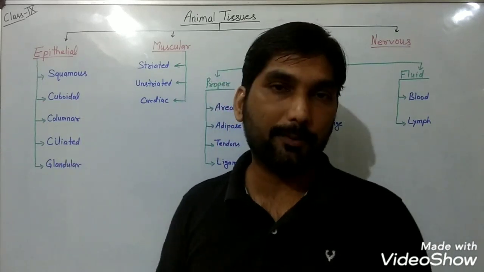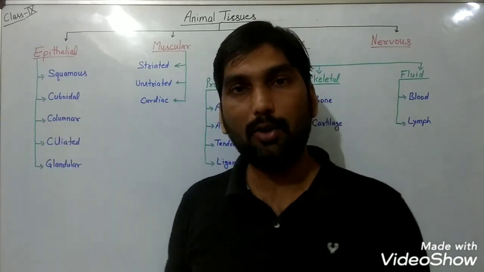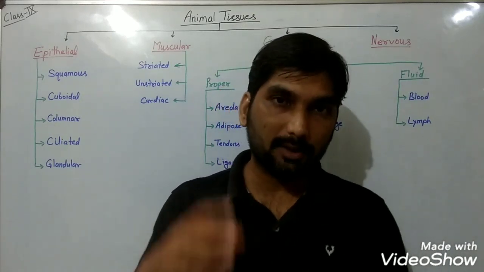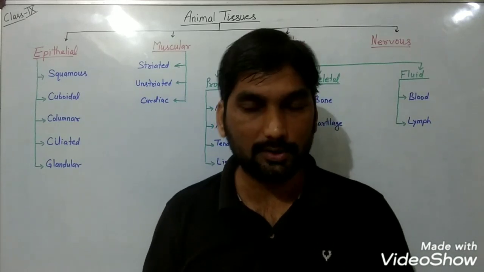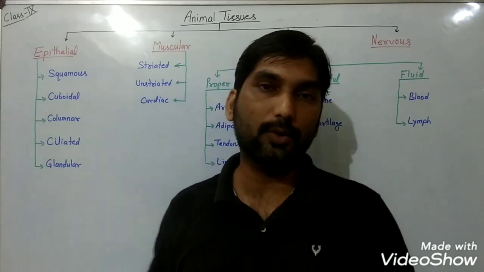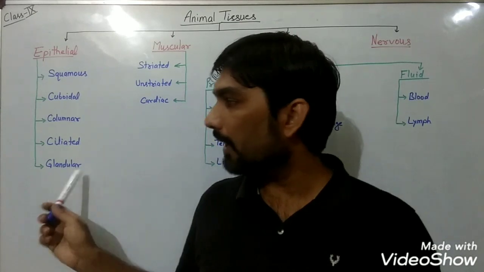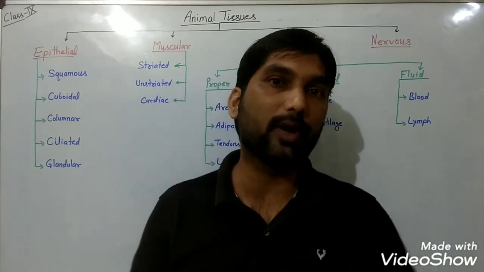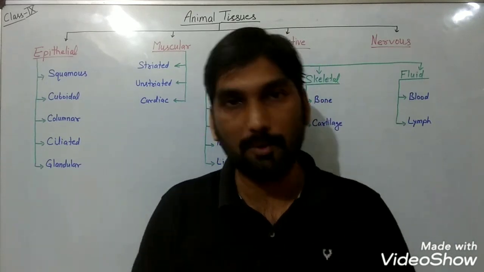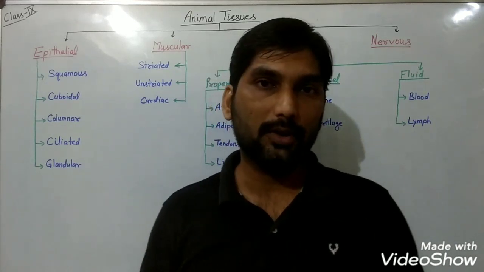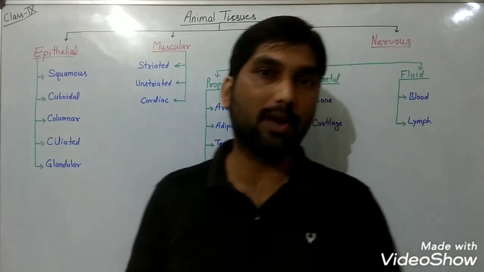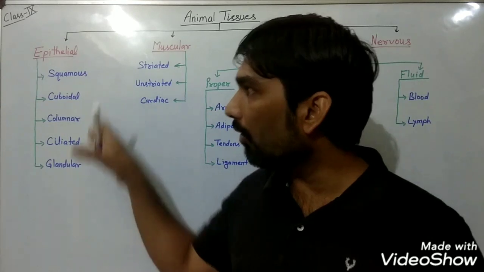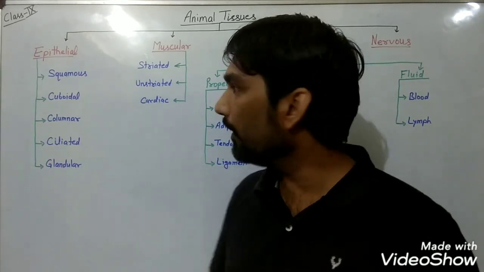And ciliated, if cuboidal or columnar tissues have what? Means these cells have small hair-like structures on their surface, so these tissues are known as ciliated. And finally glandular, means these are the tissues in our body which perform the function of secretion. These tissues may be endocrine or exocrine. We will discuss all these topics later in the video.